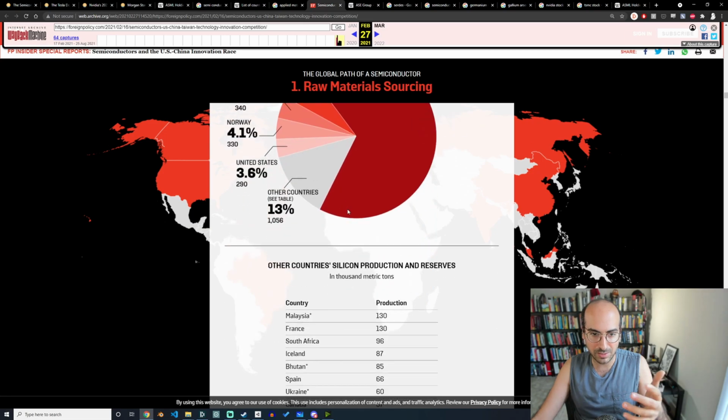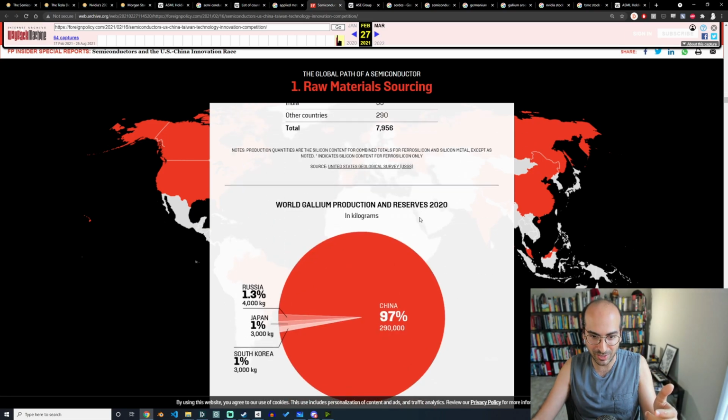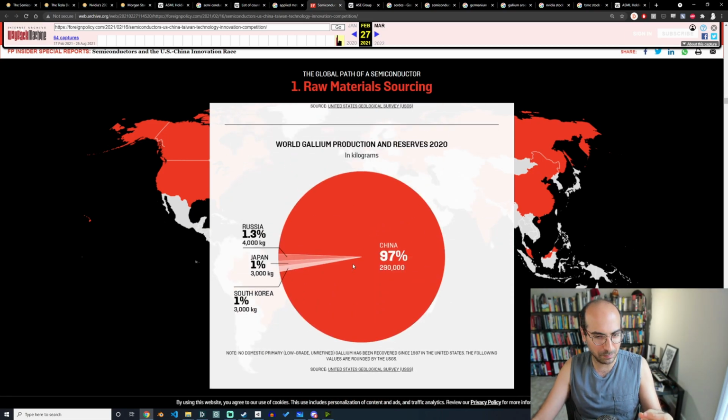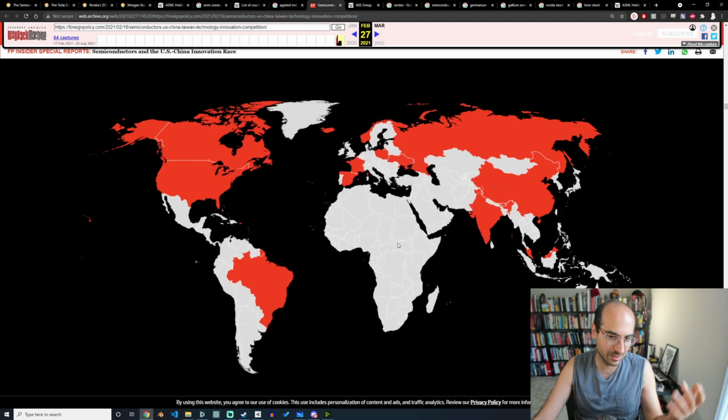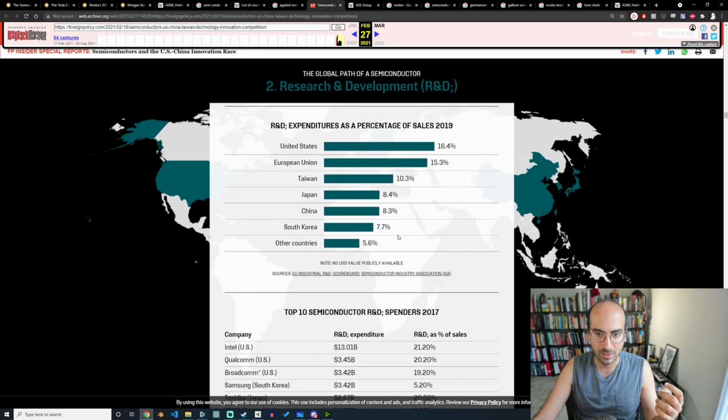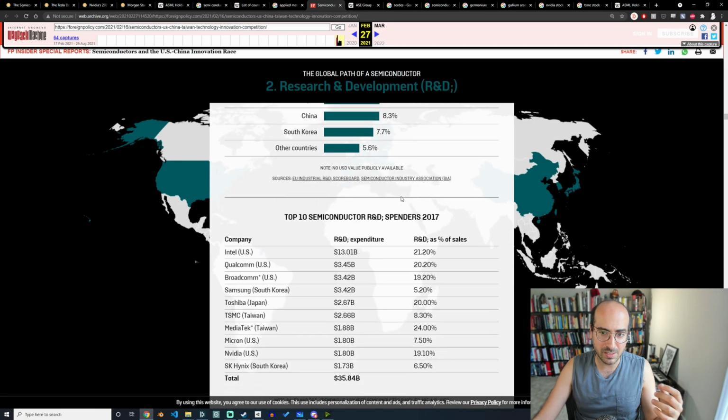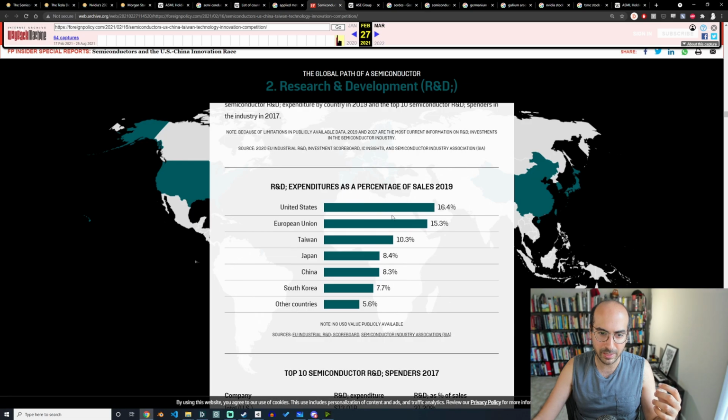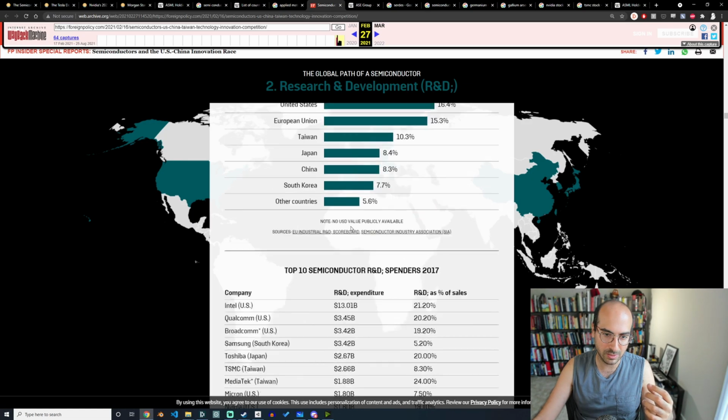So here, most of the silicon production we saw here, it's China. But this just puts it in perspective. Look at the gallium, 97%, right? It's just not even close. So for R&D, it looks like the US leads the way, but not by large margins, and then the European Union.